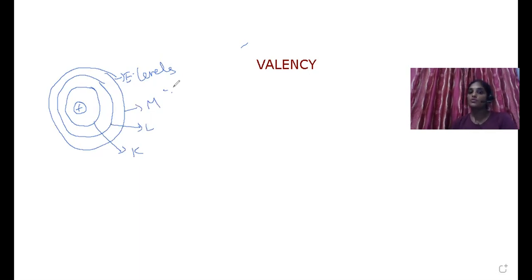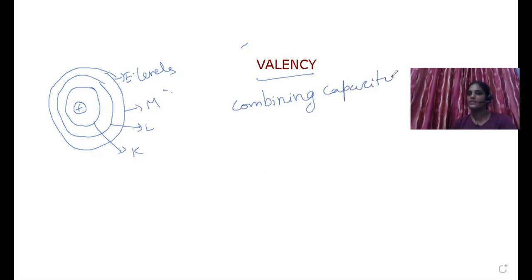Now, coming to our valency. What do you mean by valency? It is nothing but, a simple definition, the combining capacity of an element. So how do you know the combining capacity? For that, you need to know the octet rule. So let us move to the octet rule.